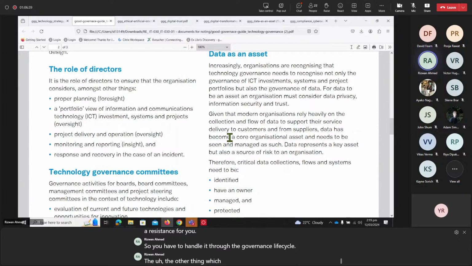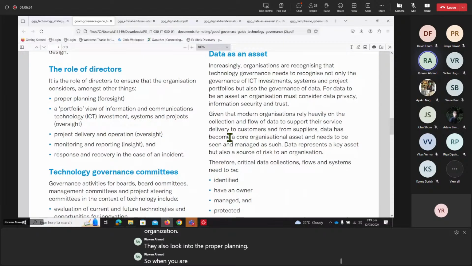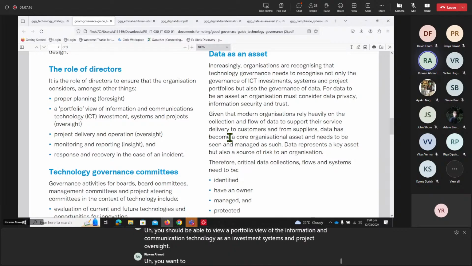The other thing which is more important is the role of directors. What are the main roles of directors? They devise the mission, vision, and objectives of your organization, and they also look into the proper planning. So when you are doing the ICT management assignment, make sure that you do planning, because time management is very important. You should be able to view a portfolio view of information and communication technology as investment systems and project oversight. You want to make sure that you don't overbuy things.